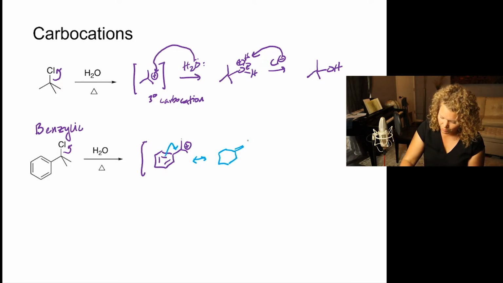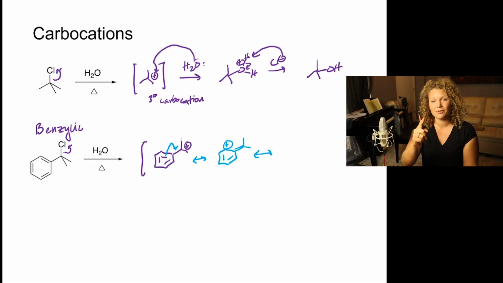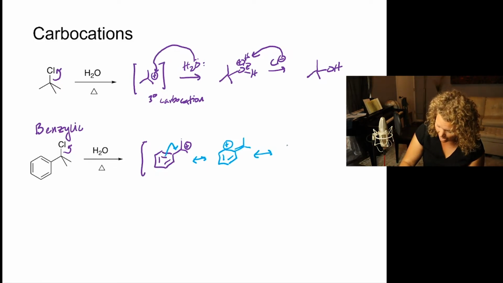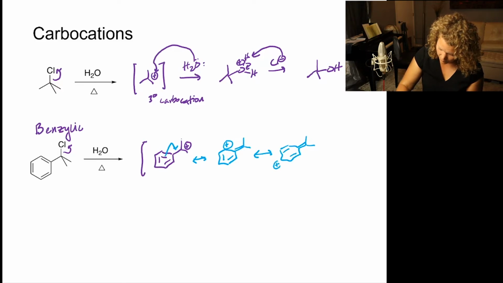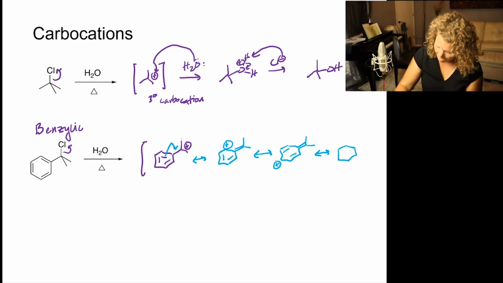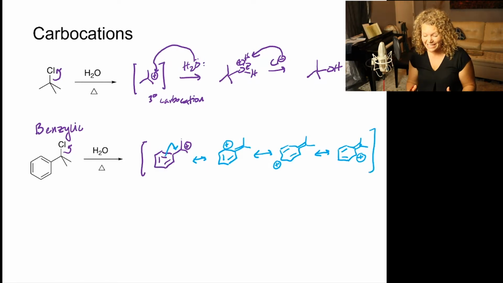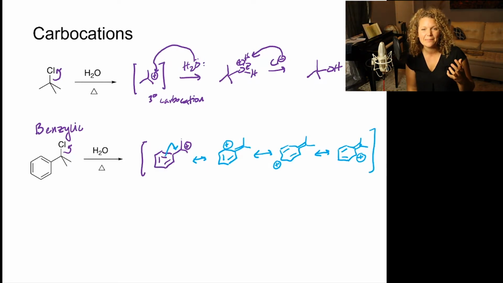this aromatic ring could push electrons out, forming this resonance structure here. We can push another double bond over to form this resonance structure. And then we can form one more here. What you'll see is that the carbocation is stabilized over 4 different resonance structures, as I've shown.